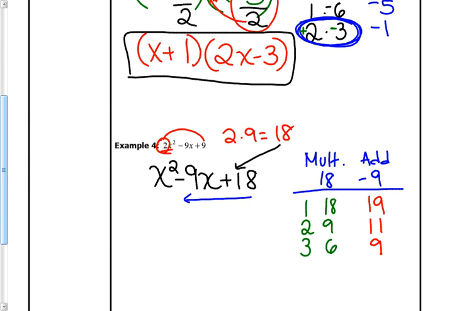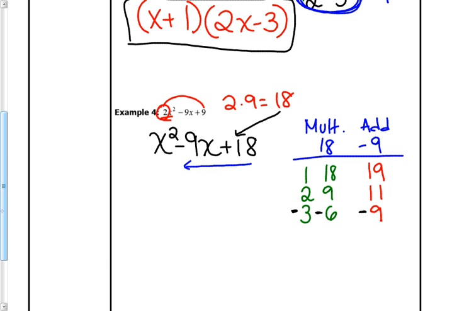So in that case, I can say, okay, in order for me to get a negative 9, then that means both of these are going to have to be negative, because negative 3 plus negative 6 gives me negative 9, and negative 3 times negative 6 does give me a positive 18. So there's my magic pair right here.